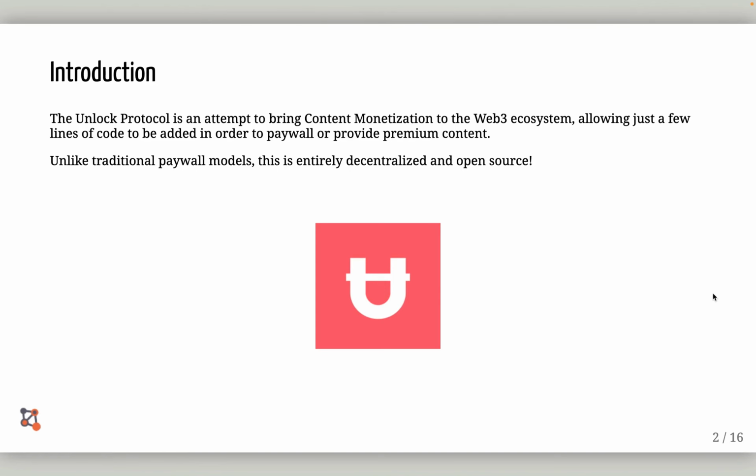So just a quick introduction to the Unlock Protocol. If you're not familiar with it, it's effectively an attempt to bring content monetization to the Web3 ecosystem with just a few lines of code. You can essentially have a paywall or provide premium content, but it goes far beyond a traditional paywall, which is usually centralized. This is decentralized and open source, unlike traditional methods. So it's a really cool thing. Its adoption has been, as you'll see, going up significantly in the last few years.